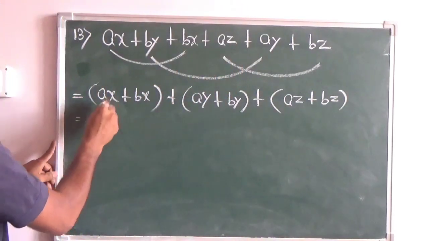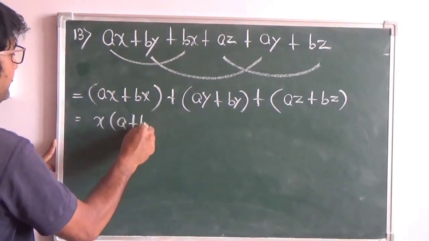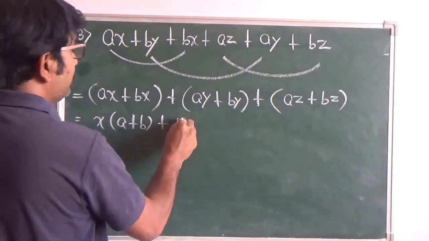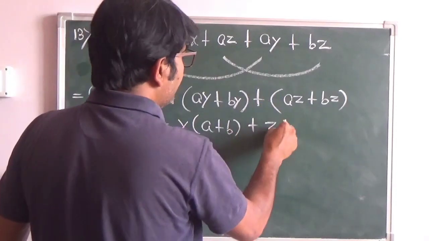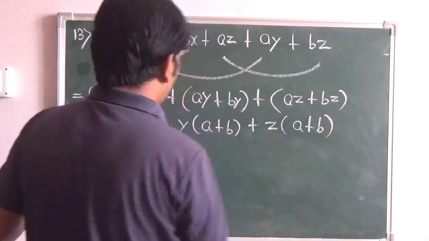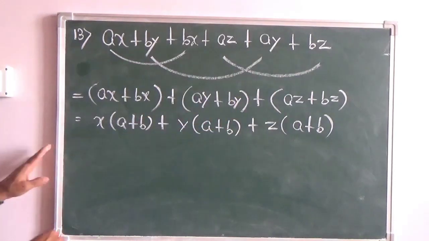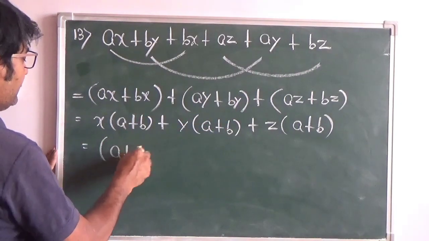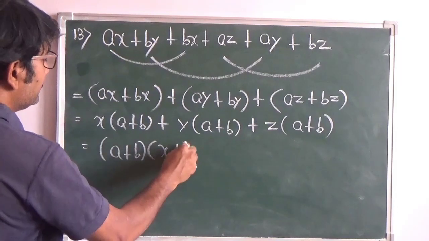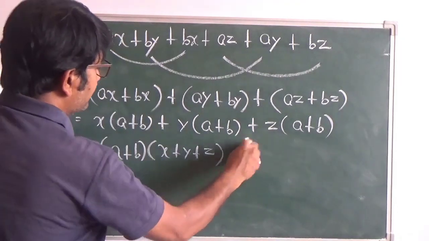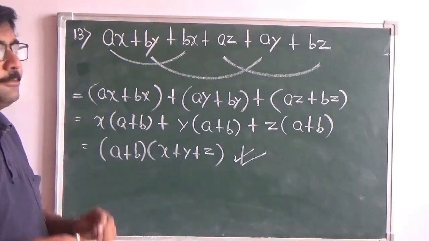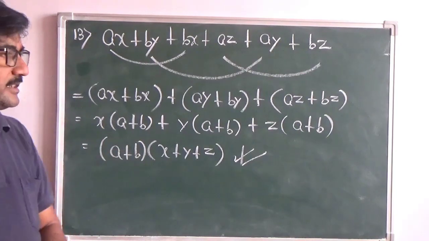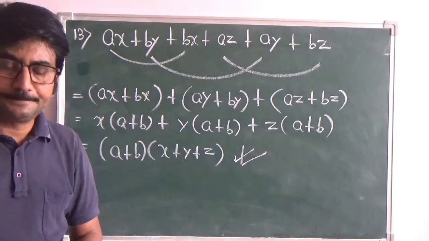From the first one we take x common, we will be left with a plus b. From the second one we take y common, and we are left with a plus b. In the third one we take z common, we are left with a plus b. So from all the three terms we have got a plus b common. So we take a plus b common, we are left with x plus y plus z. So this is very important, the grouping is very important. Once the group is finalized, then it is just a matter of taking common and expressing it as a product of the polynomials.